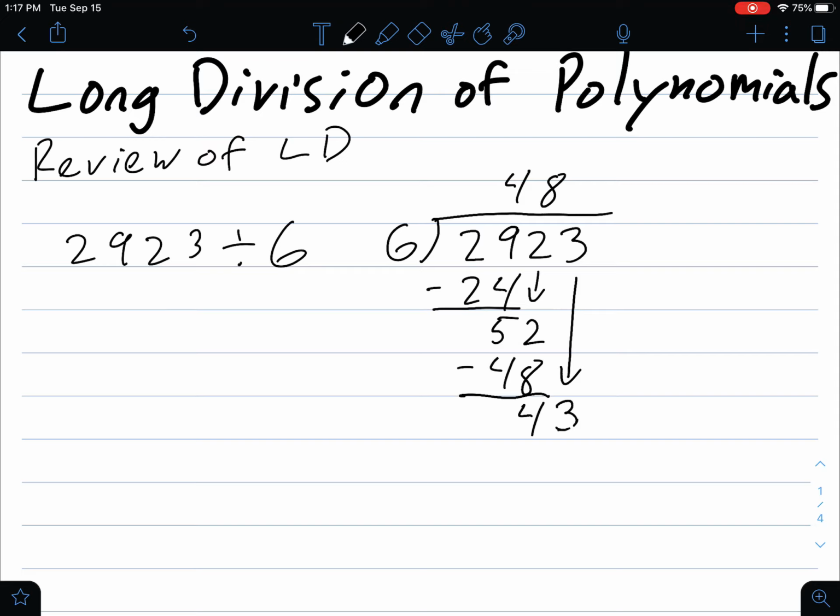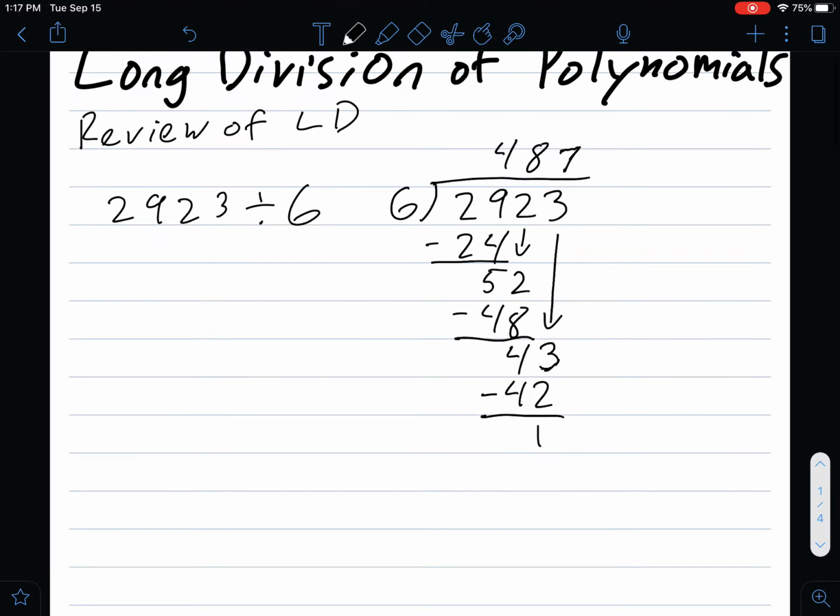And we're going to look at 43 going into 6, 7 times. Sorry about that, that is my pencil acting up. 7 times 6 is equal to 42. And our remainder is 1. So our answer here is equal to 487 with a remainder of 1. Also written as a fraction, 487 plus 1 over 6.